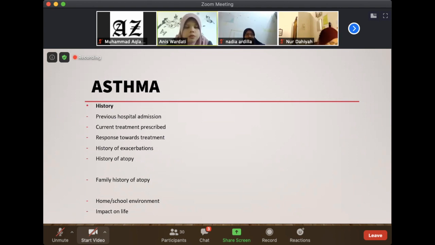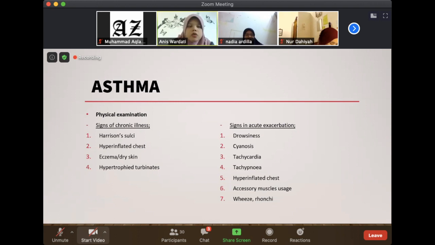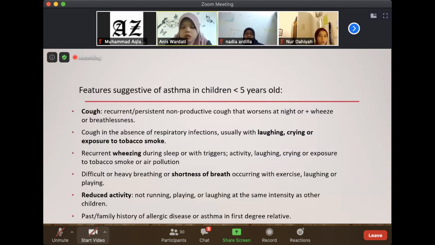So for the physical examination, for chronic illness, you can notice there is crisis of time, hyperinflated chest, on the skin there is eczema or dry skin, and on the nose there is hypertrophic edema. And for acute exacerbation, basically there are respiratory distress symptoms, cyanosis, tachycardia, tachypnea. In younger patients, there are also features that are suggestive of asthma.